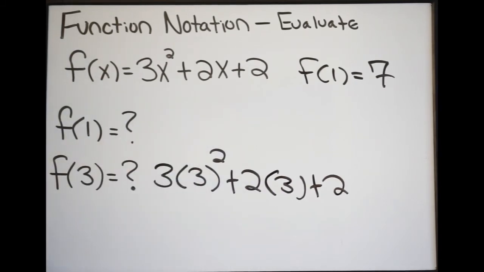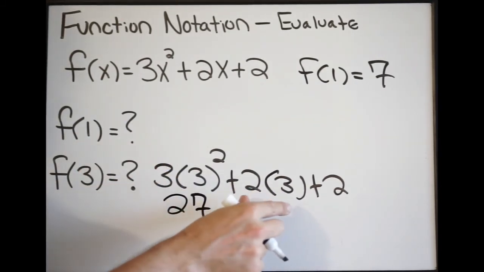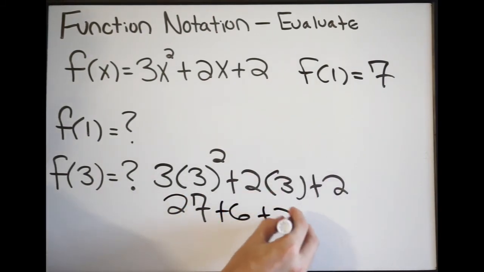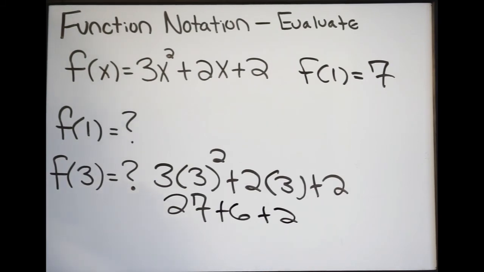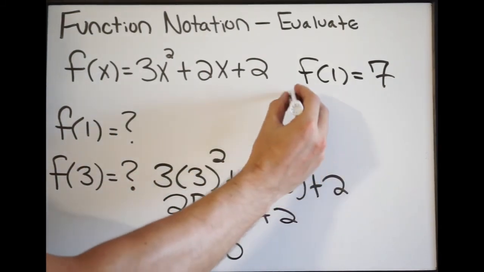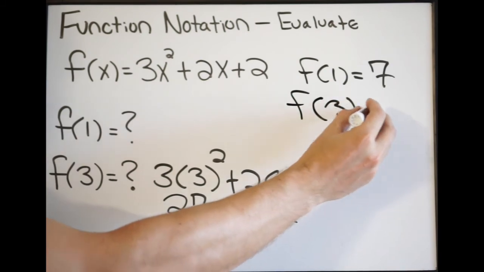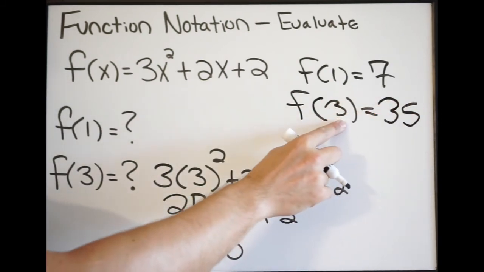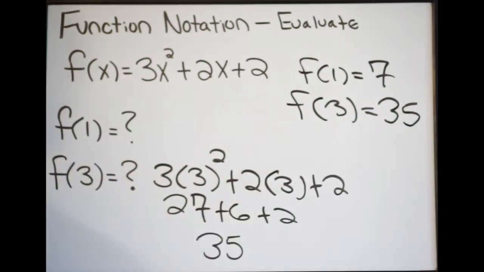3 squared is going to give us 9, times 3 is 27. 2 times 3 is going to give us 6, and then plus 2. Okay, so just adding this up, we're going to get 35 here. So we get 35. Okay, so f of 3 is equal to 35. So again, my input is 3, and my output is going to be 35.